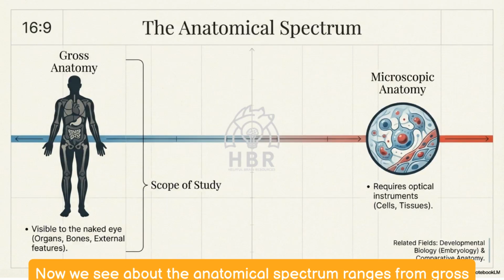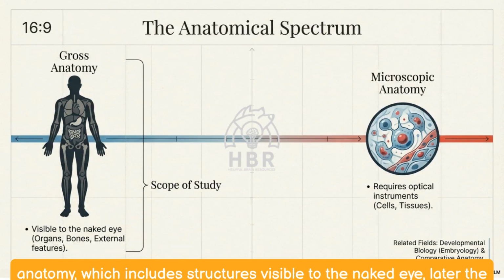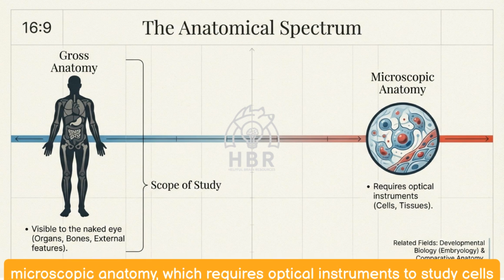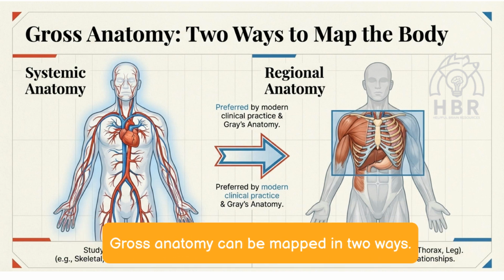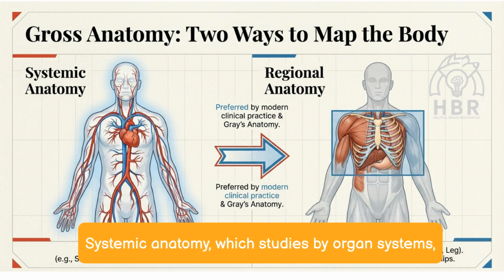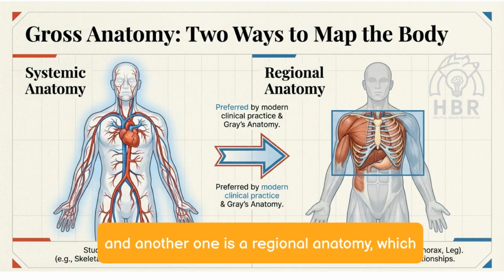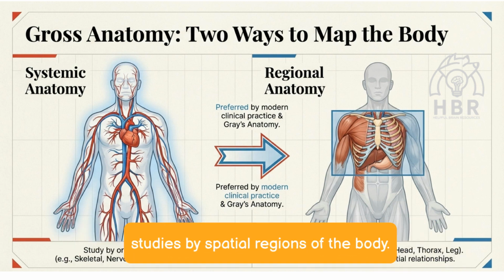Now we see the anatomical spectrum, which ranges from gross anatomy, which includes structures visible to the naked eye, to microscopic anatomy, which requires optical instruments to study cells and tissues. Gross anatomy can be mapped in two ways: systemic anatomy, which studies by organ systems, and regional anatomy, which studies by spatial regions of the body.